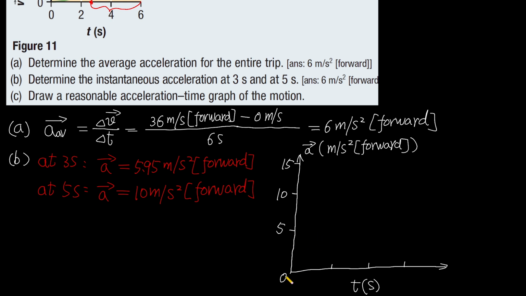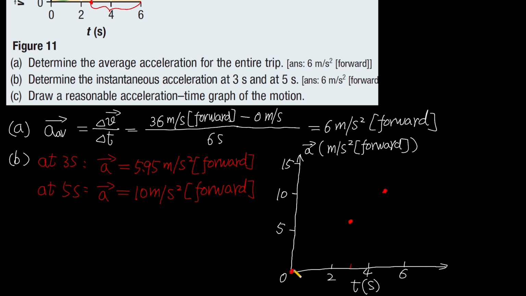So from the graph of the velocity time, at time 0, the slope of the graph is also 0. So at time 0, its acceleration is also 0. And we also know that at 3 seconds, its acceleration is 6. It's about here. And at 5 seconds, its acceleration is 10. It's about here.